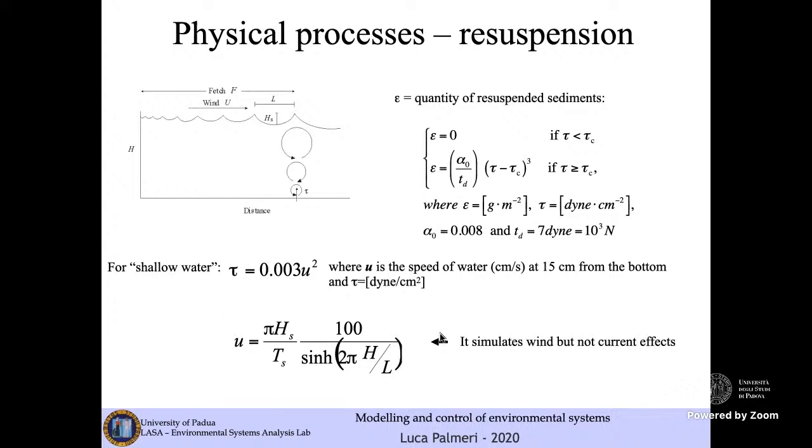In this case, you have a model that simulates wind but not currents. So in this calculation of water speed at 15 centimeters from the bottom, we are only including the effect of wind that propagates from the surface of a water body toward the bottom through the gyres of water moving. And of course, the effect will become relevant only if we consider shallow water bodies or shallow waters.